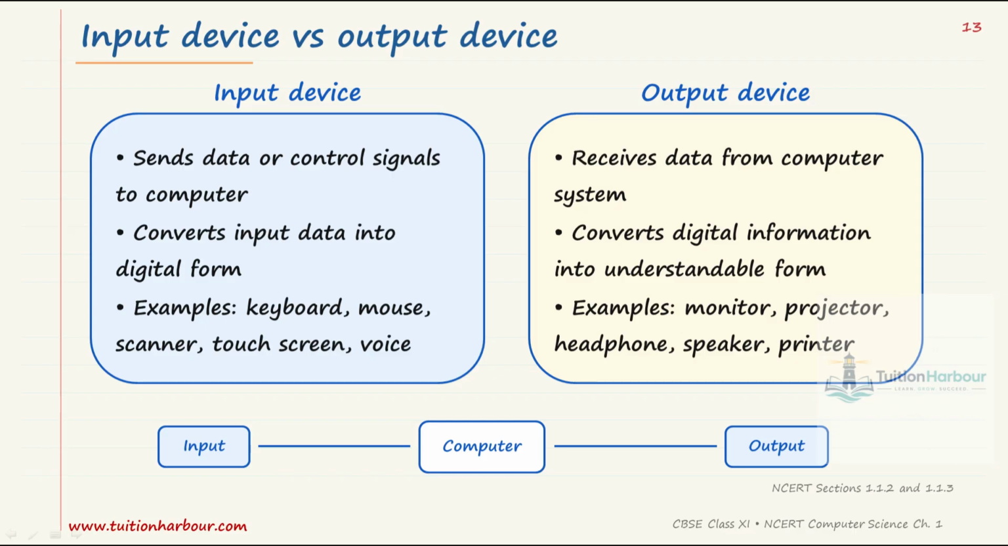Remember the main difference. An input device sends data or control signals to the computer and converts input into digital form. An output device receives data from the computer and converts digital information into an understandable form.